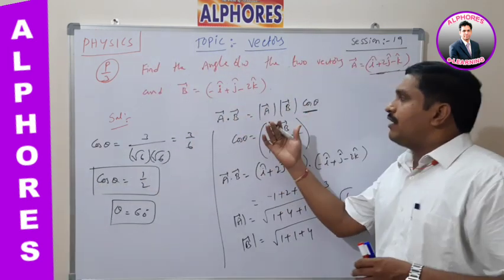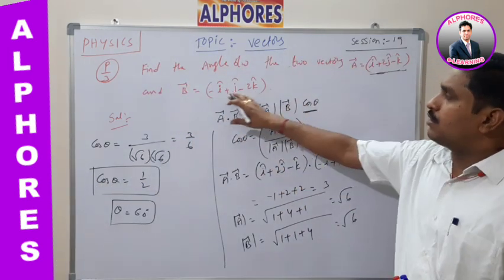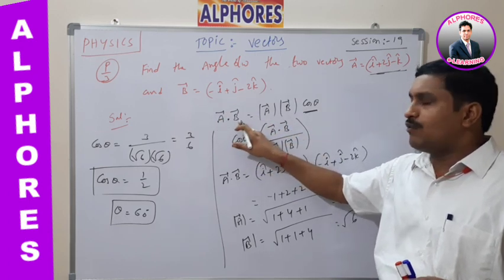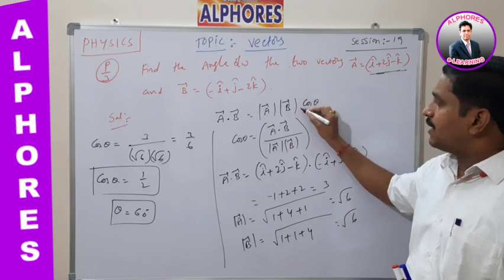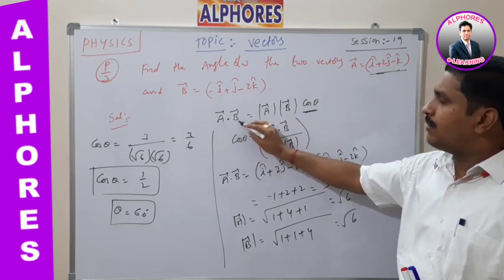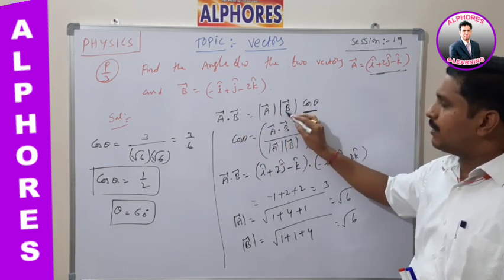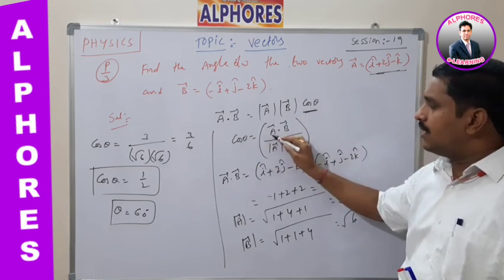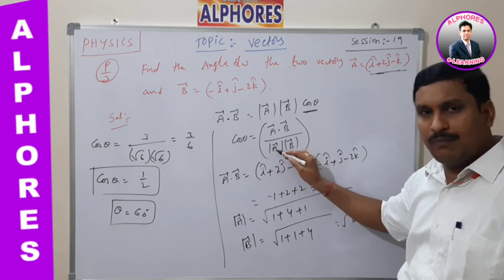Initially I am giving the two vectors. Now I have to find the angle between them, so first you have to find the dot product of the two vectors. Why? Because as per the definition, the dot product of A bar and B bar is equal to the modulus of A bar into the modulus of B bar, the magnitudes of either vector, into cos theta. So cos theta is equal to A bar dot B bar by magnitude of A bar into magnitude of B bar.